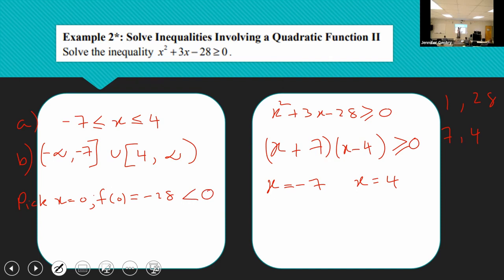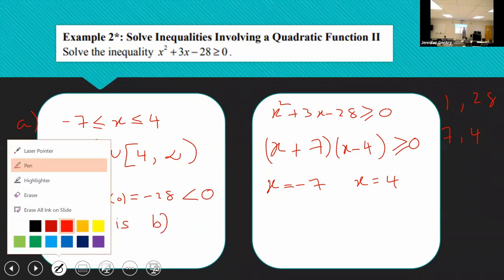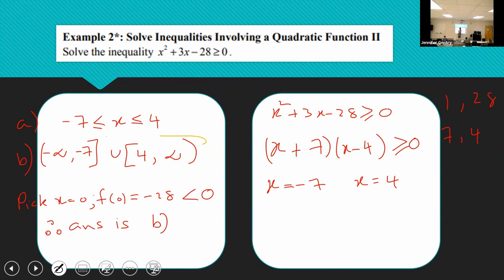Pick an easy one. 0 is usually the easiest one you can find. 0 got rid of the square term and got rid of the first-degree term. You just deal with the numbers. Is minus 28 greater than or equal to 0? No. Which means that one's not the right answer. You pick the other one, with it going on either side. If you want to double or triple check, pick a number less than minus 7, like minus 10. Put that back in here and see if it's correct.